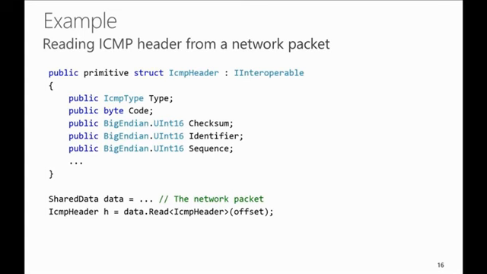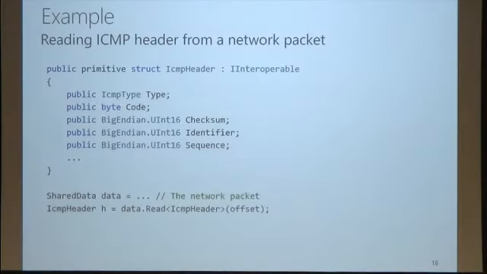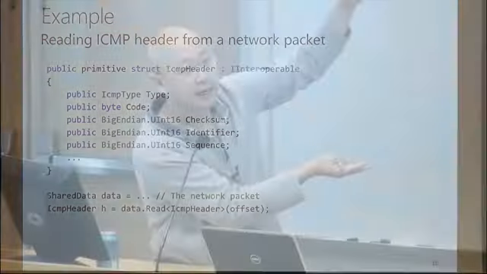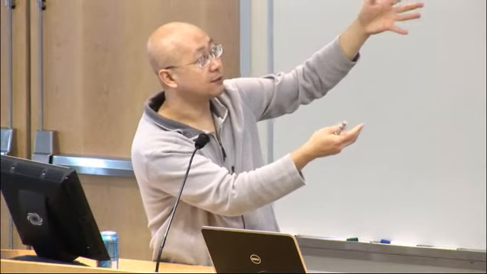ICMP is a network protocol. There's a header in the ICMP protocol. In a traditional OS, what you would write is: I have this network packet, I will read an integer here, I will read a boolean there. Here, you just define a primitive struct. This is an enum, which is primitive. You define the whole thing, and then you say read. Simple as that. You get the strongly typed struct, and then you can access the information programmatically.